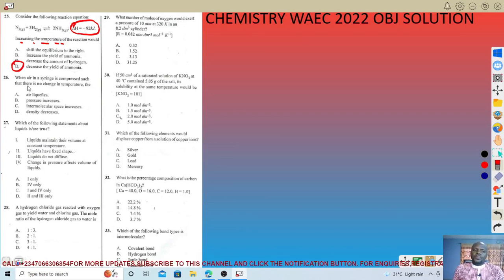Next one. When air in syringe is compressed such that there is no change in temperature, the dash, that is a simple question on liquefaction of air. Now, when air is compressed and you try to make the temperature constant, that means there is no heat loss. Adiabatic process. Understand? I'm not taking physics now, we are in chemistry. So when that occurs, it is not lost to the surrounding.